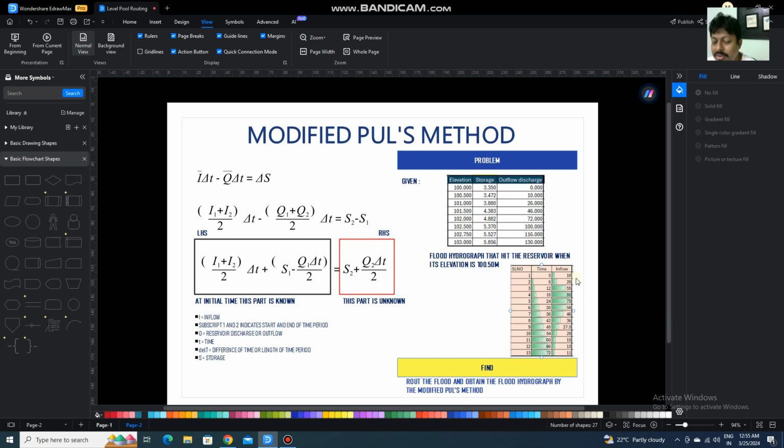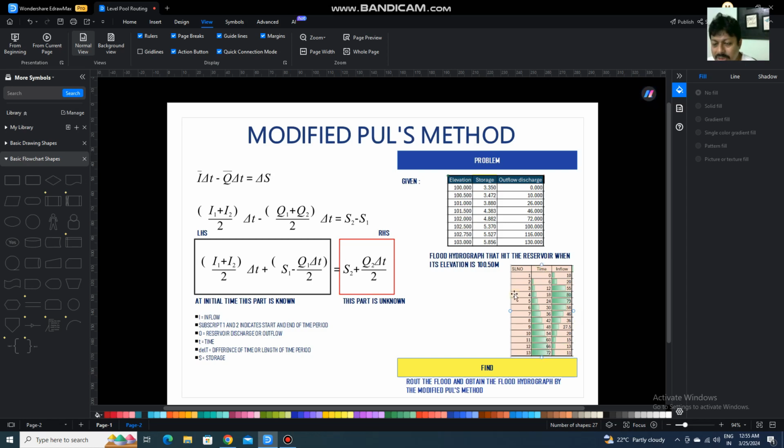And this is the hydrograph it has given. 6-hour time difference, as I have already said, in this problem. If the time was given like 0, 3, 6, 9, 12, I would have said 3-hour time period. If it is like 0, 1, 2, 3, 4, 5, 6, then I would say 1-hour time period. The lesser the time period, the more accurate the result will be. So the time and its corresponding inflow has been given here.